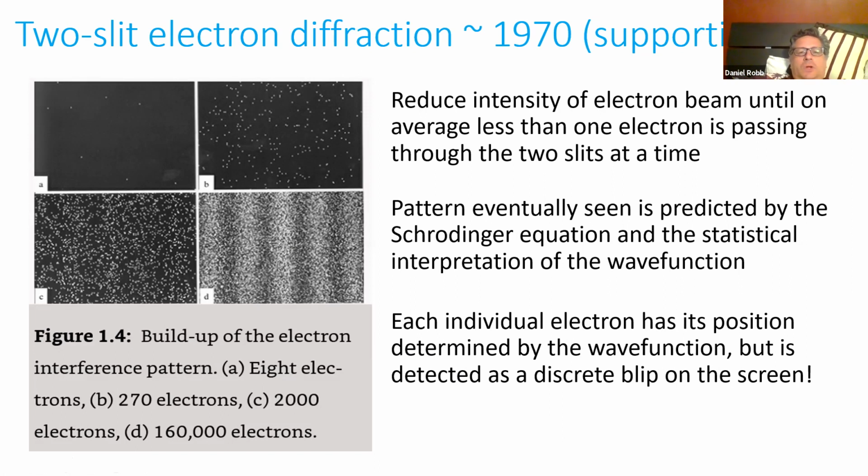Okay, so this is a real confirmation of some of the ideas: the Schrodinger equation, the statistical interpretation, and this amazing fact that a single electron can interfere with itself.